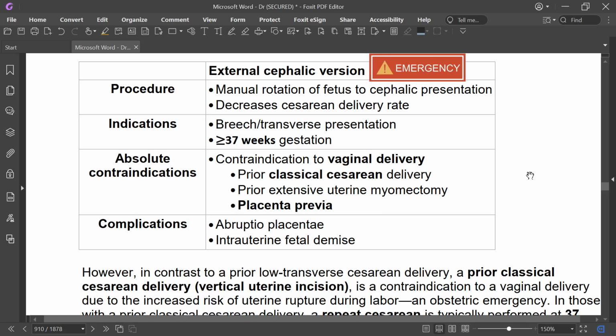What is the absolute contraindication? Absolute contraindication should be a contraindication to vaginal delivery, prior classical cesarean delivery, preeclampsia, and finally prior extensive uterine myomectomy. These are the reasons against external cephalic version. Complications are abruptio placentae and intrauterine fetal demise.